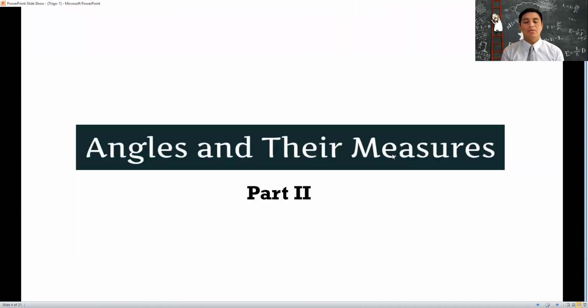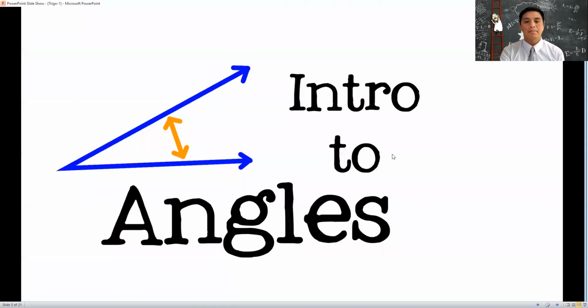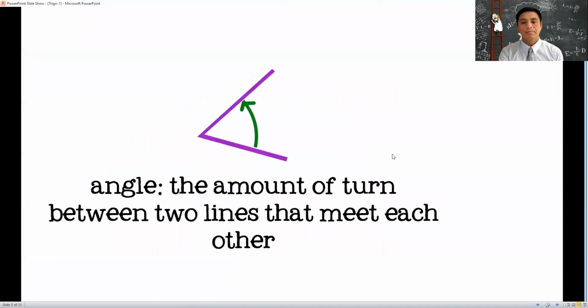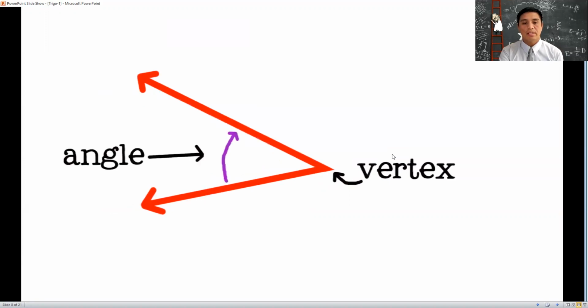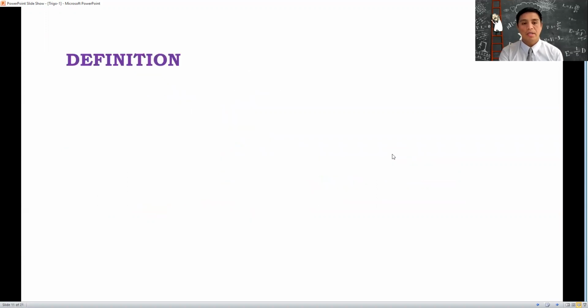So welcome to part 2 of the angles and their measures topic. Remember, an angle is the amount of turn between two lines that meet each other. The common endpoint of the two lines or the two rays is called the vertex. The angle is the amount of turn or the space between the two lines or the two rays. And the two rays are called the arms.